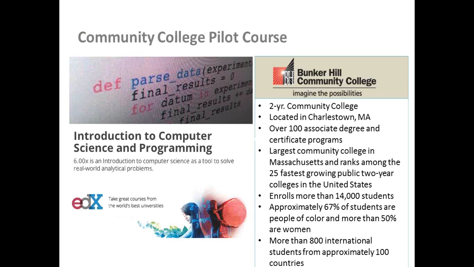Next slide. So this is just a little bit more background on Bunker Hill, which is probably useful to understand the particular students that we were modifying this course for, or adapting the course. As I said, we are a 2-year community college. We are located in Charlestown, Massachusetts, which is in Boston. It's a very urban campus and a 100% commuter campus.